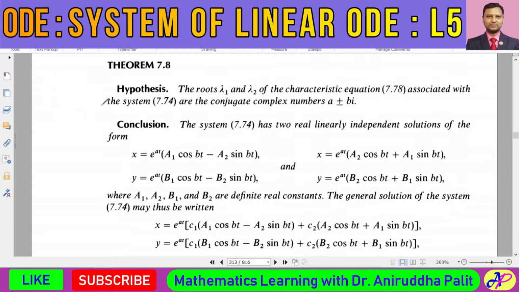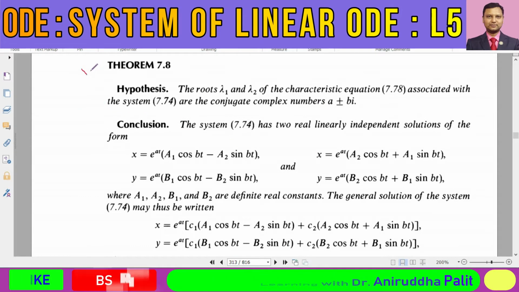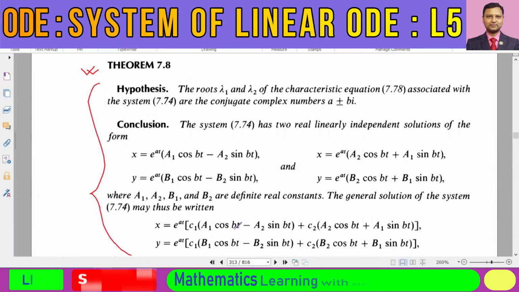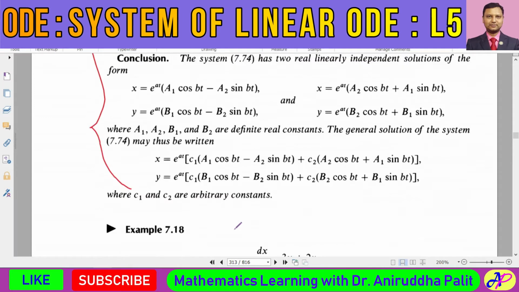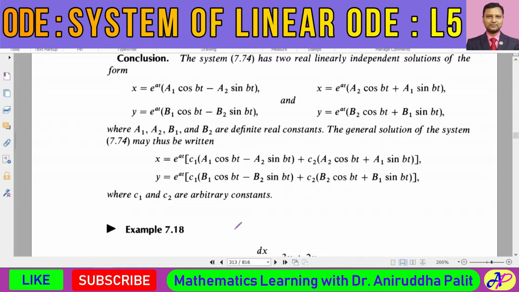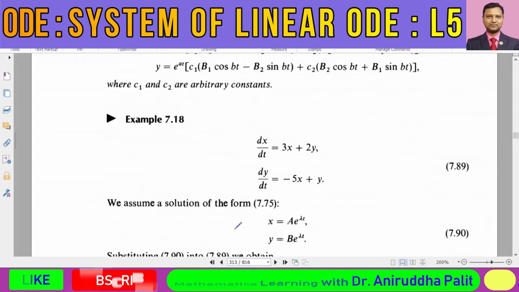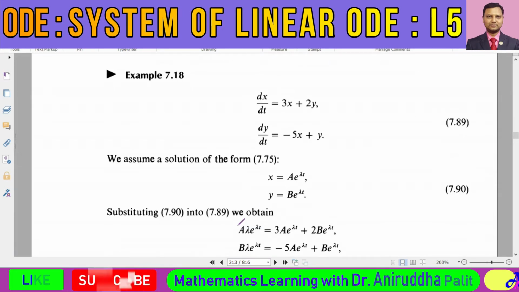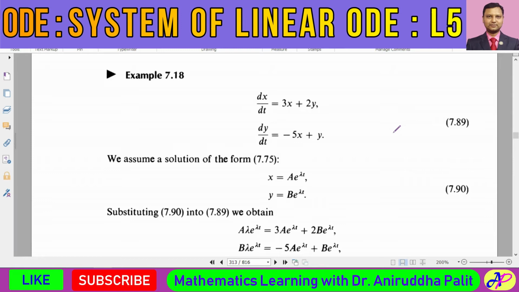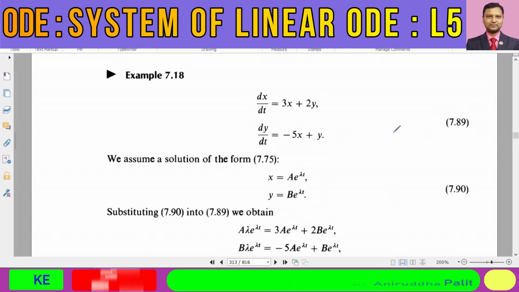The entire process is summarized in this theorem. This is the theorem under which we will be able to summarize the entire process of computing the solution. Now let's try to demonstrate the technique by which, when we have two different complex conjugates, we can find the solution of a given system of differential equations.